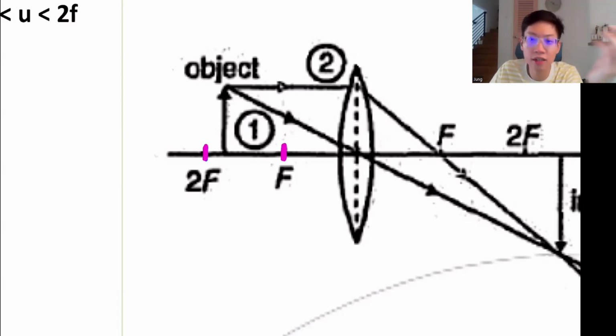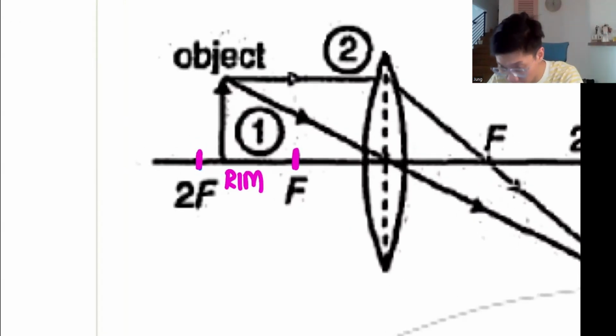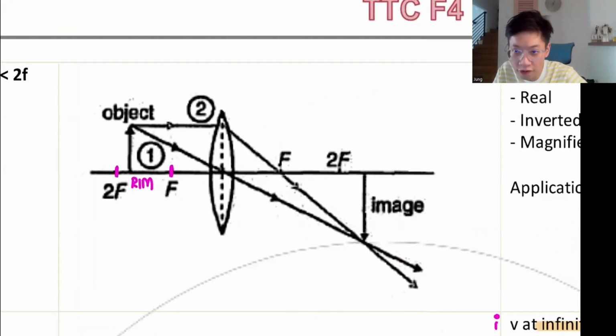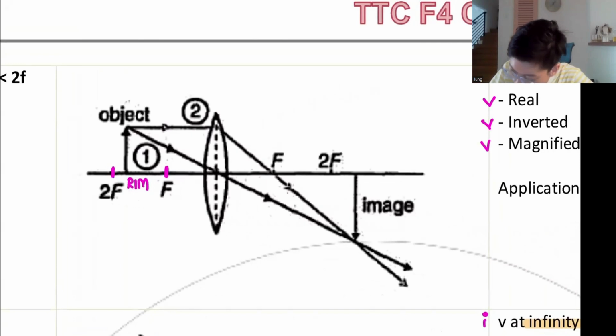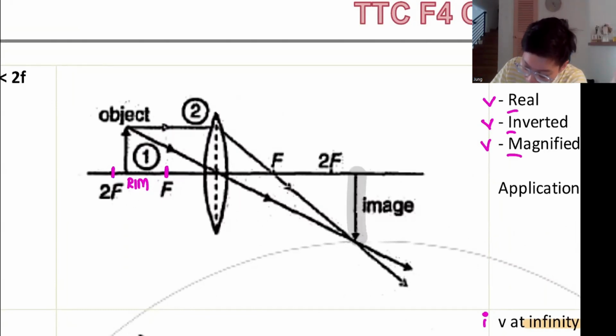So Shakira, come on, everybody. What was the three-alphabet code that was between 2F and F? Okay, so you realize that this is R-I-M. Right? Remark. So meaning to say that you will form a real inverted magnified image. R-I-M. So if you form R-I-M, then we know that the image we have to draw is an inverted, bigger, magnified image.